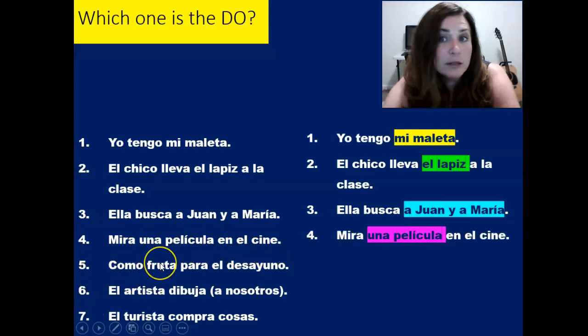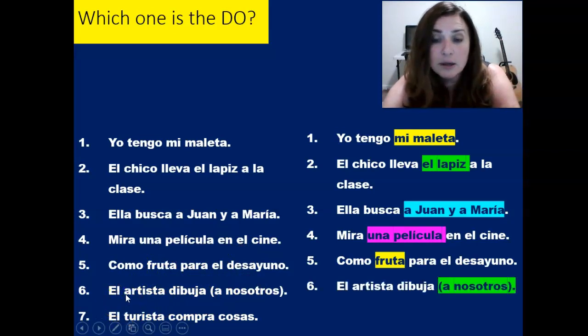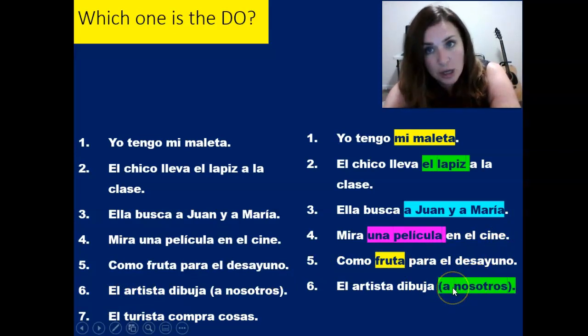So they're eating what? They're not eating breakfast. They're eating the fruit. El artista dibuja a nosotros. So what is the person drawing? The person is drawing us. A nosotros. This says we here, but you're going to change it into us.